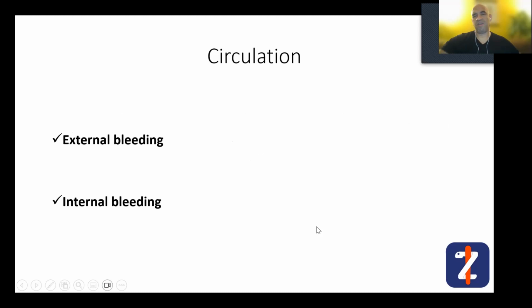Then we're going to move on to the next step, which is bleeding. We're going to assess to see if the patient is bleeding from the outside or if the patient is bleeding from the inside. There are three very quick questions for internal bleeding. Ask the patient, have you noticed any blood in your urine, blood in your vomit, or blood when defecating? And if they say no, we're good.